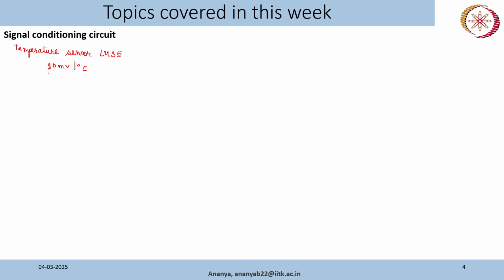So the sensitivity means that for 1 degree Celsius change, the change in output voltage of the sensor will be 10 millivolt. Okay.